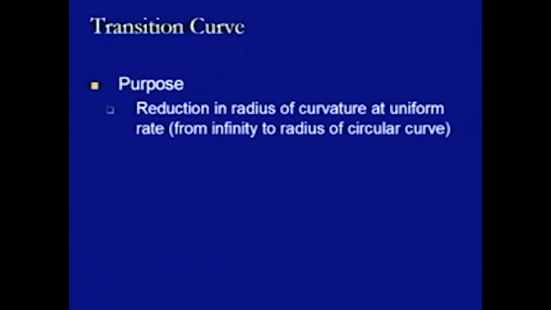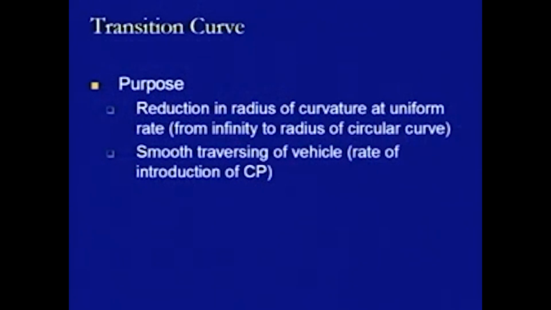The very first thing is that it is a reduction in the radius of curvature at a uniform rate. As I have told, in the case of a straight section, the radius of curvature is infinity, whereas in the case of a circular curve, it has a finite value r. Therefore, it helps in reducing the radius from infinity to value r, and this is to be done at a uniform rate. If it is not being done at a uniform rate, then again there will be the jerk conditions which will be experienced on the basis of differential change in the rate of change of this radius or the curvature while moving along the transition curve.